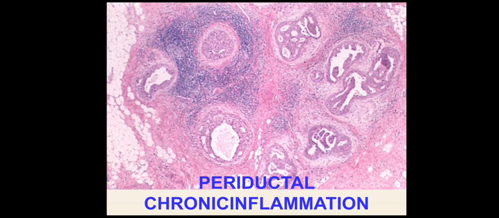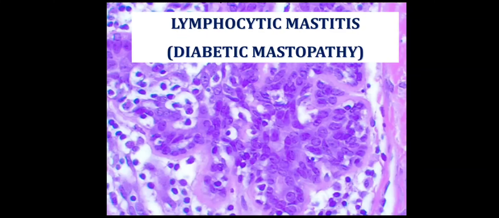Another type of inflammation is periductal chronic inflammation. Here there will be a duct. These ducts might sometimes have epithelial hyperplasia or papillomatosis, or some other pathology might be going on, and this will be surrounded by chronic inflammatory cells. Can you see these slightly bluish dot-like things? All these are nothing but the lymphocytes around the duct. So periductal chronic inflammation. And on close power, you can see small lymphocytic infiltration inside the ducts.